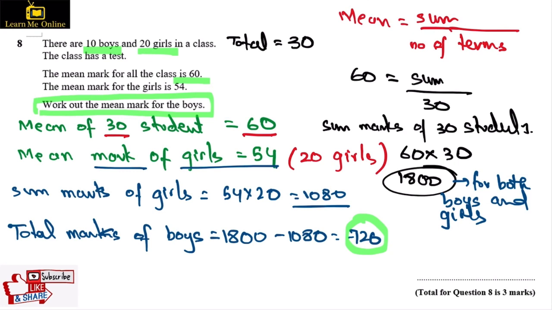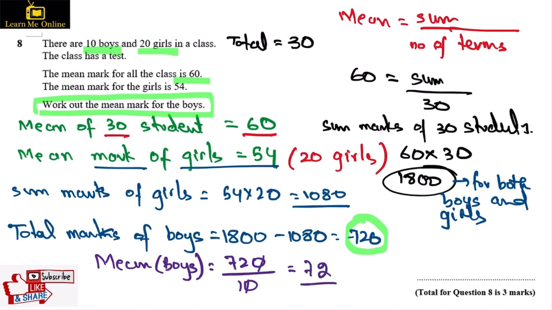Now, because we are finding out the mean for boys, I'm going to write it down in the bracket. So the formula is the sum, which we know is 720, divided by the number of the boys, which is 10. You do the simplification, the 0 will go with 0, so that would be 72. So the mean marks of the boys would be 72. And again, I'm going to highlight this part, which is that this question is for 3 marks.